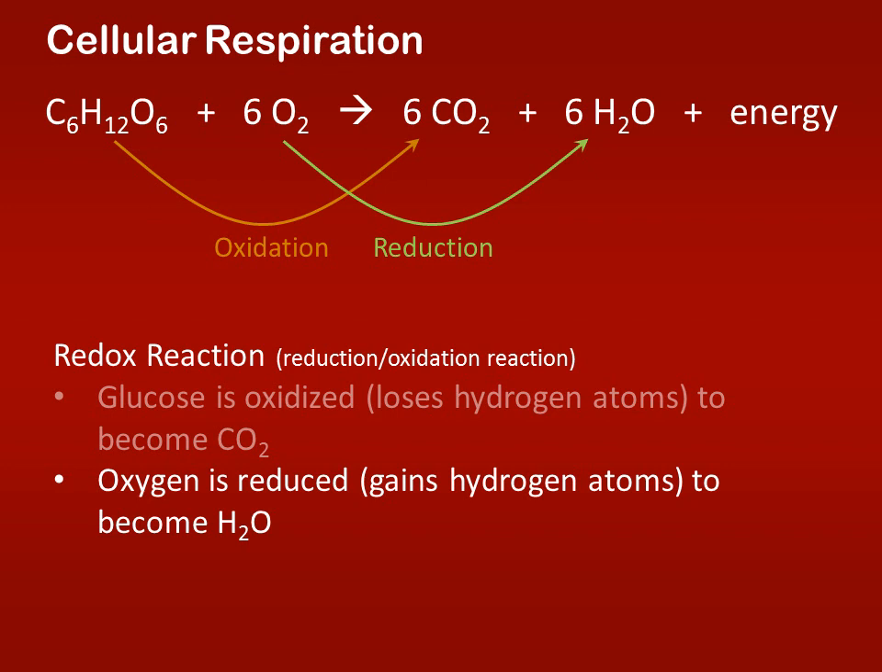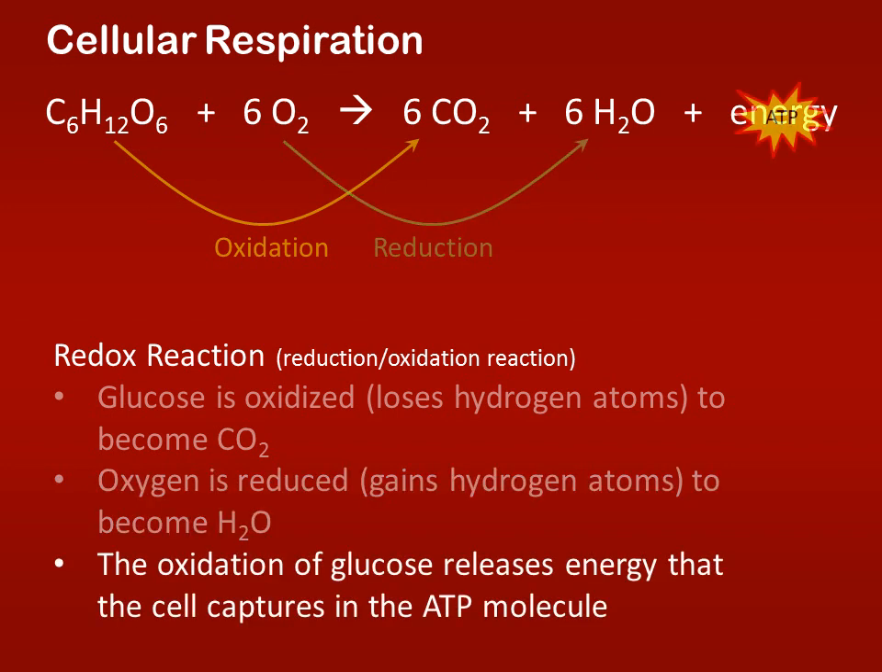So you can always tell which one gets reduced by the sudden appearance of the hydrogen atoms. That oxidation step is really what releases the energy that the cell will then harvest to build the ATP molecule, which it then uses as currency for all of the energetic processes.